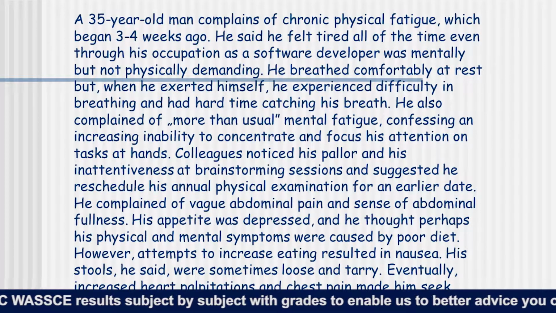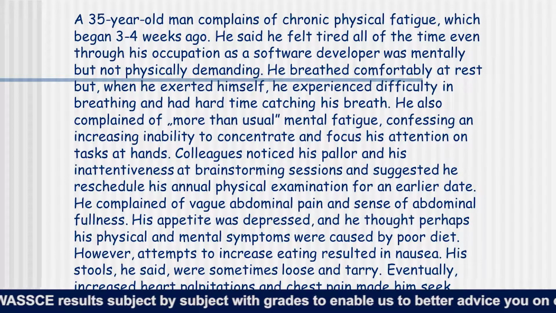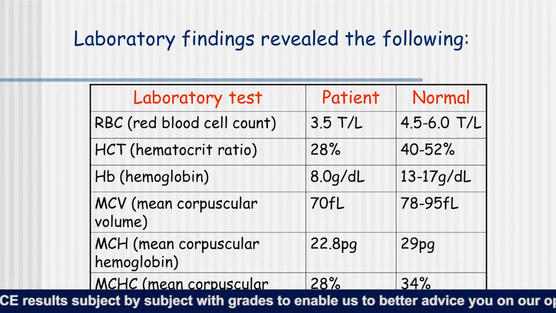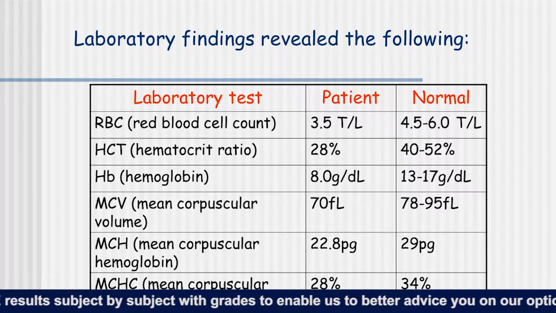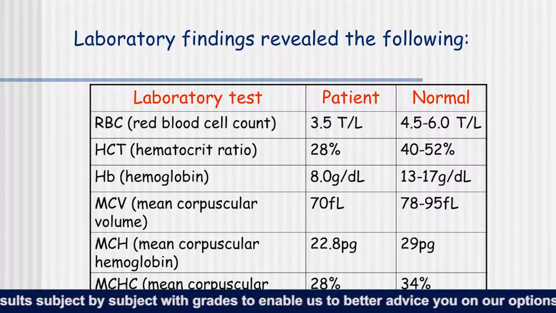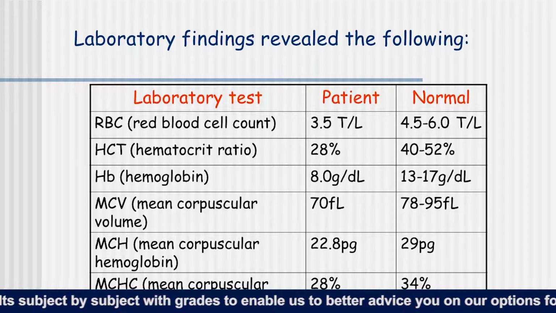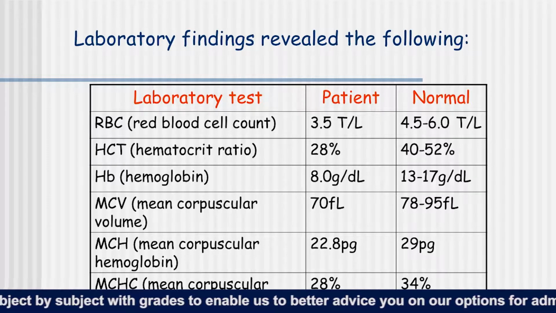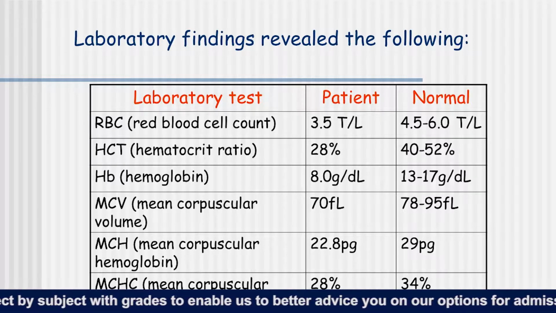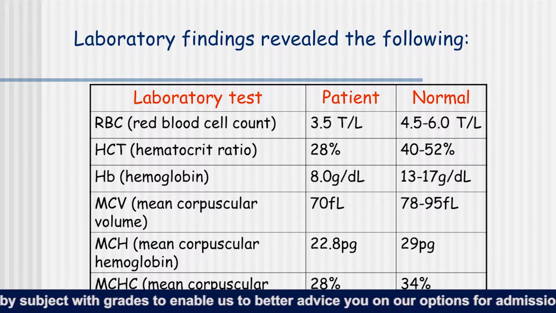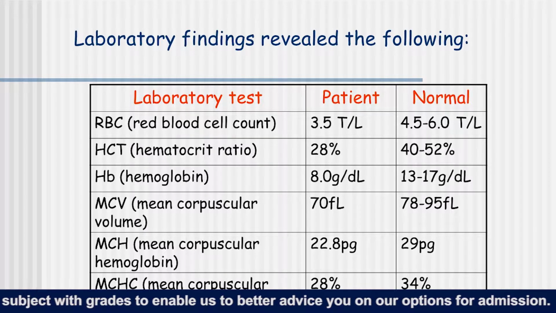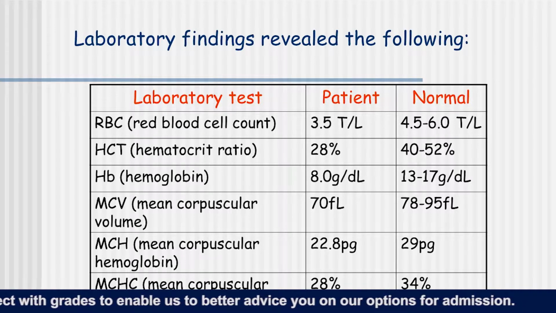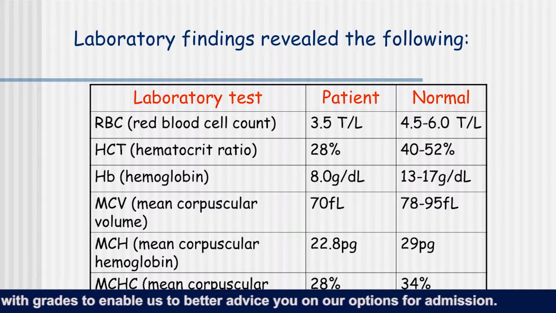So when he went into the hospital, he was made to go for laboratory tests, and the findings showed that he had red blood cells that had gone down. He had hemoglobin levels that had gone down. He had mean corpuscular hemoglobin concentration that had gone down. He had mean corpuscular hemoglobin that had also gone down, and mean corpuscular volume that had gone down.